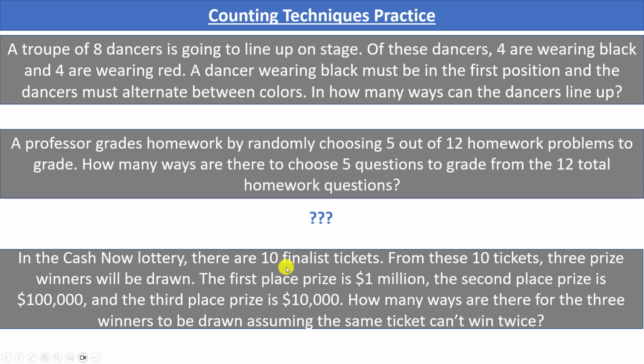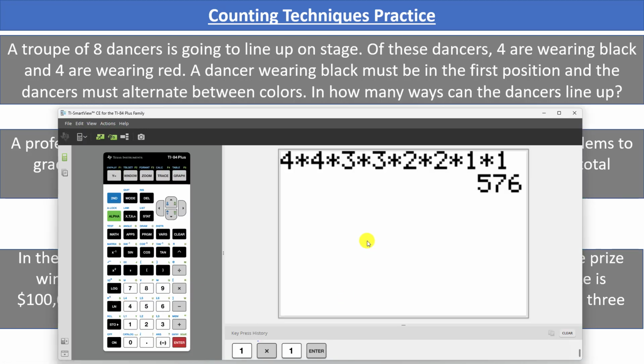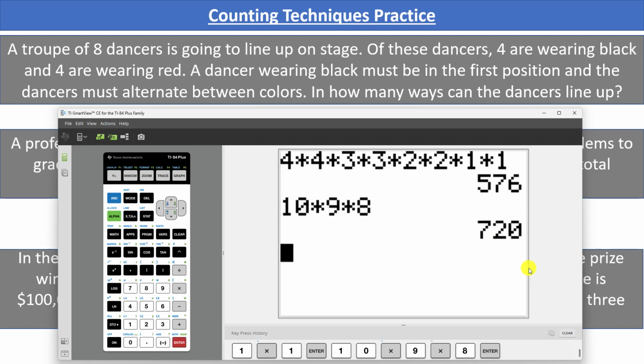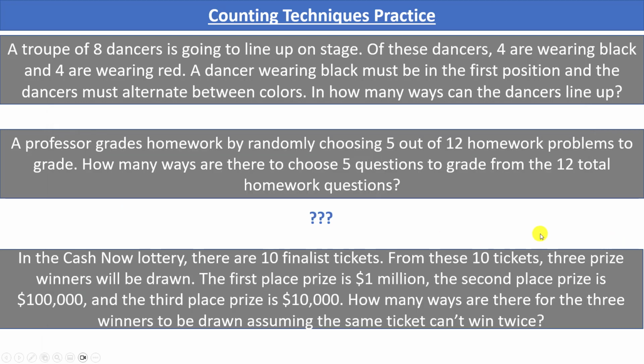It's going to be the permutation of 10 choose 3, since there's 3 different outcomes here. So that is going to be 10 times 9 times 8, which is going to be 720. There's 720 different ways to award those 3 prizes.